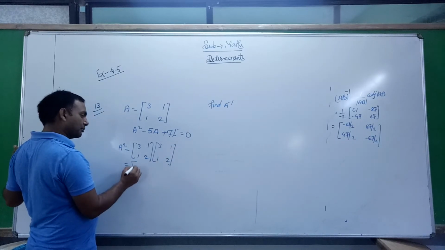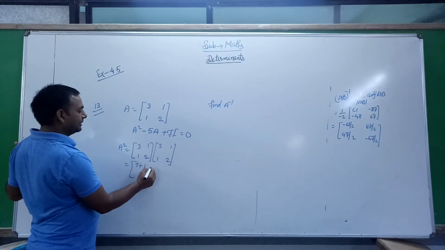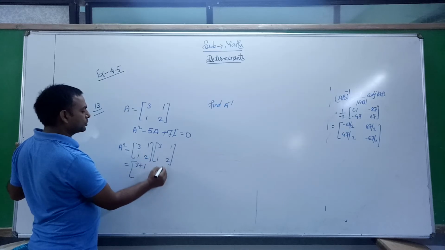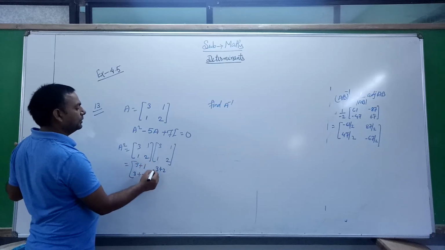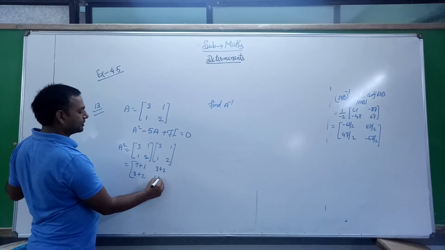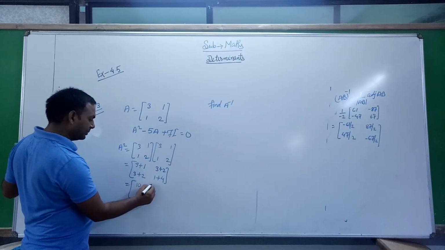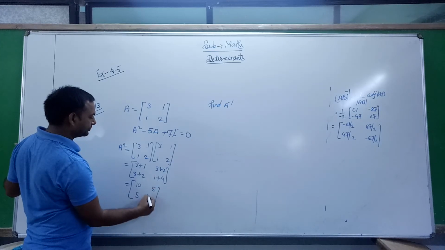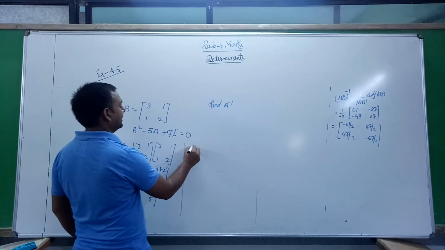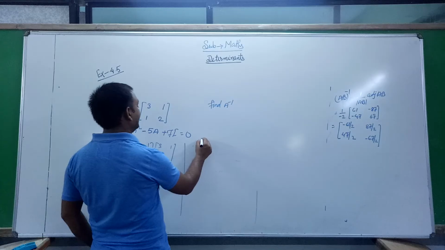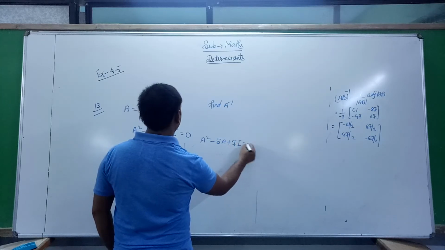So A square is equal to 3 3s are 9 plus 1 1s are 1. Then 3 1s are 3 plus 1 2s are 2. And 1 3s are 3 plus 2 1s are 2. And 1 1s are 1 plus 2 2s are 4. So this is equal to 10, 5, 5 and 5. This is the A square. After that you find the value of 5A. So A square minus 5A plus 7I is equal to the zero matrix.